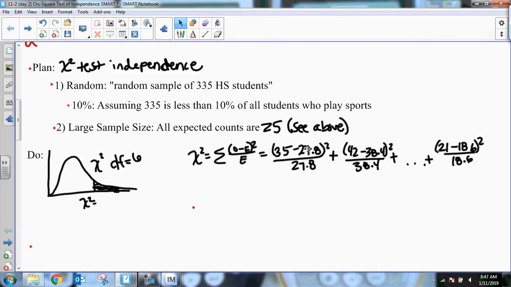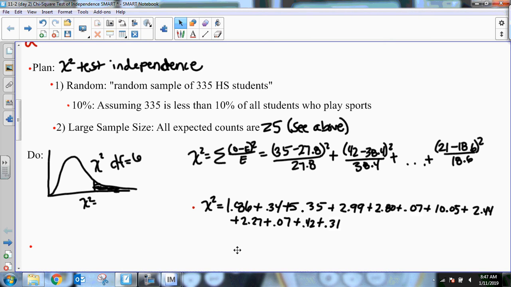So hopefully you went into your calculator and put all of the observed in list 1, all the expected into list 2, and then had list 3 calculate the formula for all of these for you, so you didn't actually have to type all of them in. I've done that already. I wrote all the components down, so these are all of the components, okay?